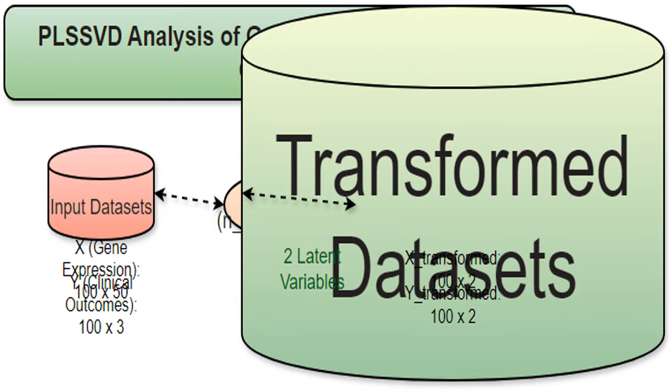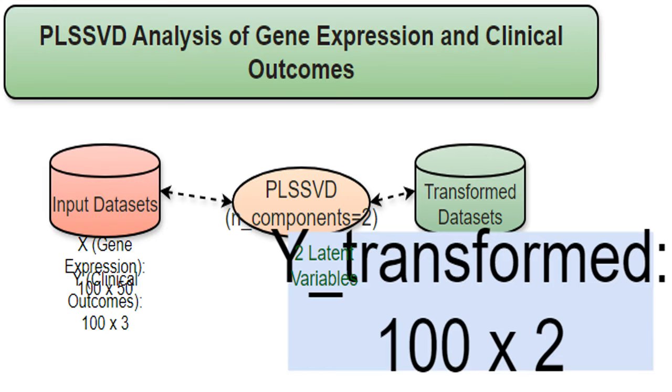After applying PLSSVD, I'll have new, smaller datasets. The transformed X dataset will still have 100 samples, but now only 2 columns representing the projections of the original gene expression data onto the 2 latent variables discovered by PLSSVD. The same holds true for the transformed Y dataset, 100 samples, but only 2 columns representing the projections of the clinical outcomes onto these 2 latent variables. It's a more compact representation, capturing the essence of the relationship between X and Y.